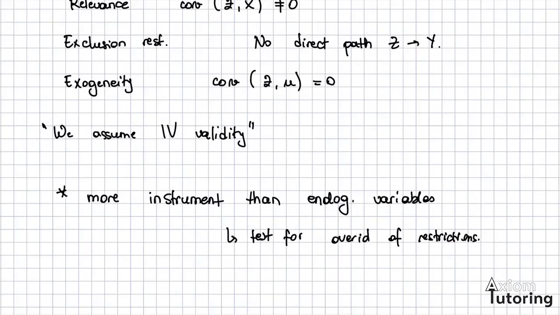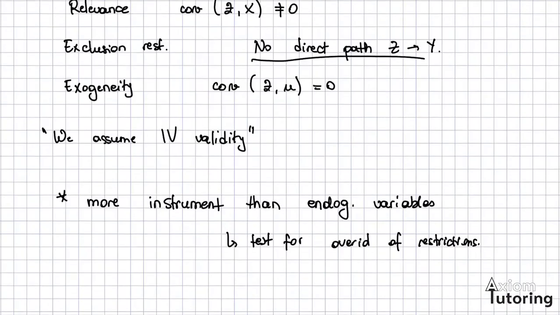So the exclusion restriction, once again, requires Z to affect Y only through X. It goes by many names, validity, exogeneity, independence, across the textbooks, but always means the same thing, which is no direct path from Z to Y. In the next video, we'll see how economists actually defend the exclusion restriction in published research and what makes some arguments more convincing than others.